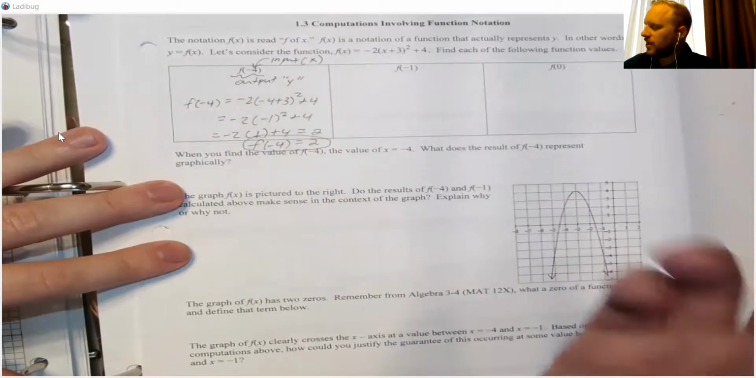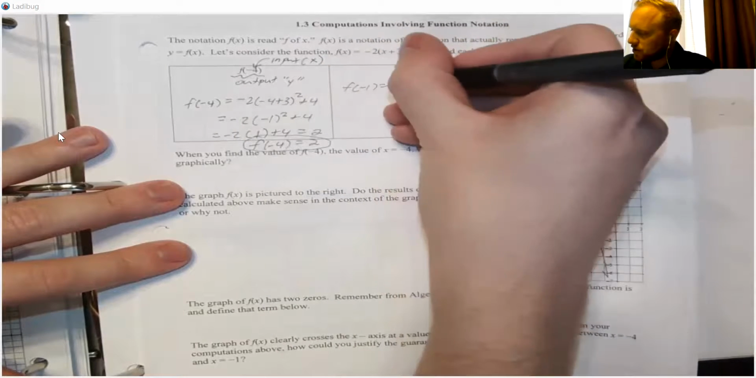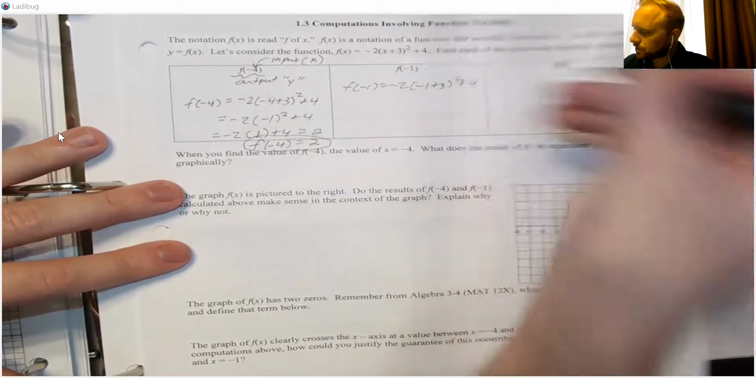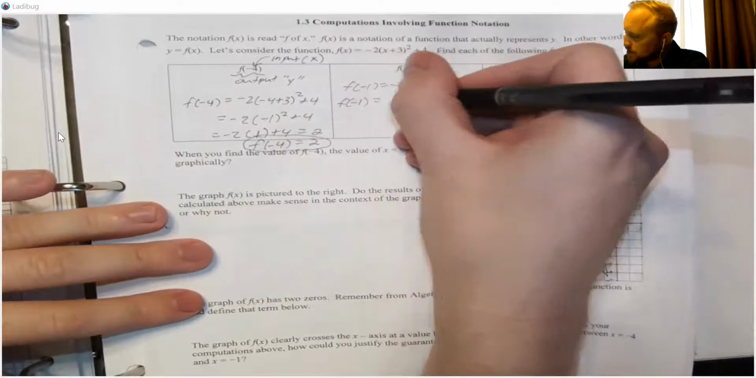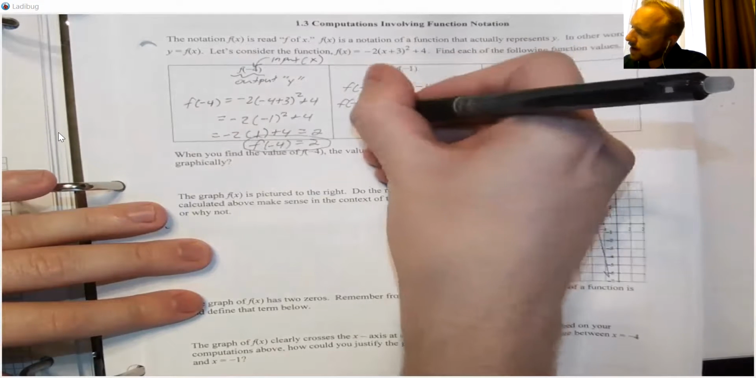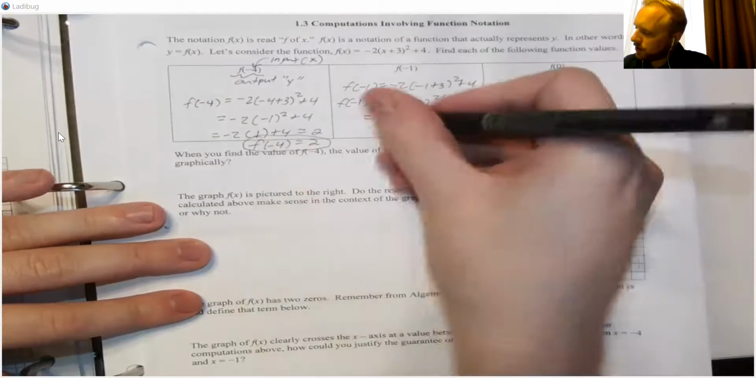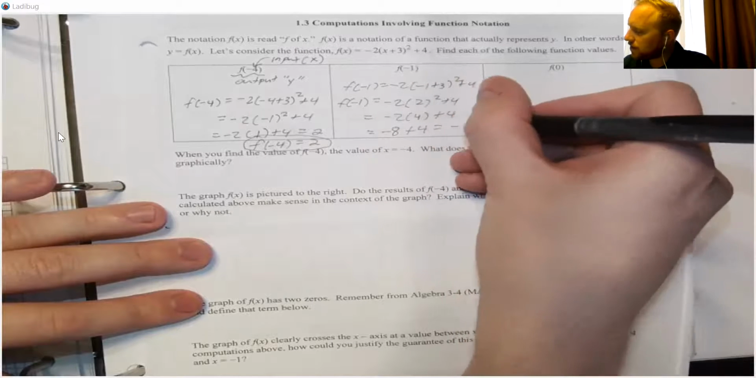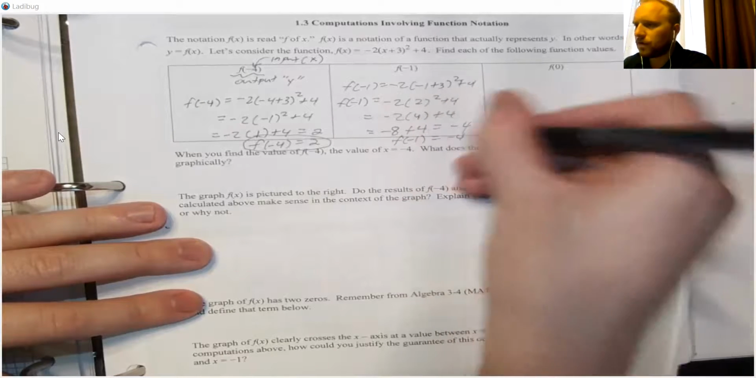Now let's do it again with negative 1, replacing x with a negative 1. So we're doing negative 2 times (negative 1 plus 3) squared plus 4. We're going to solve. This gives us negative 2 times 2 squared plus 4. And so we have negative 2 times 4 plus 4, negative 8 plus 4 equals negative 4. So f of negative 1 is equal to negative 4.